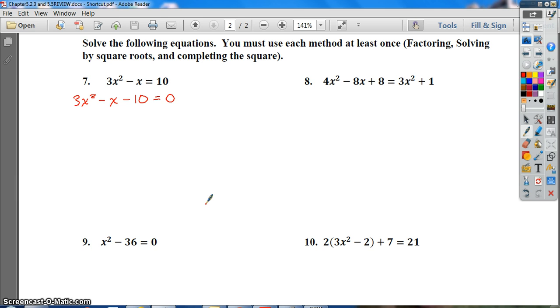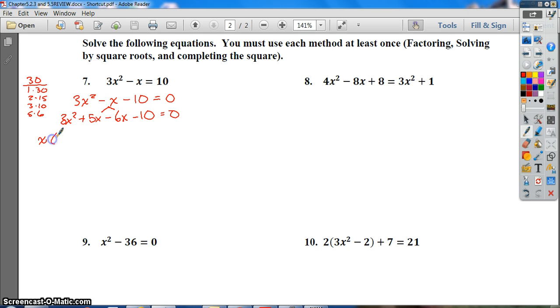We'll make sure that this can be factorable, so this is going to be 30. 2 times 15, 3 times 10, 5 times 6. So this is 3x squared plus 5x minus 6x minus 10. Remember, these two need to make 1x when you subtract them.